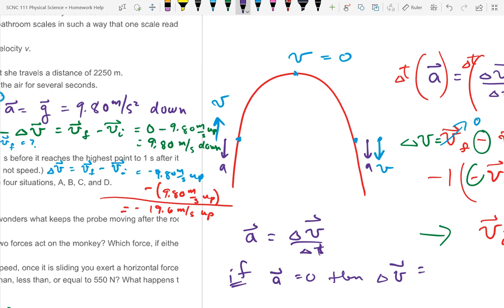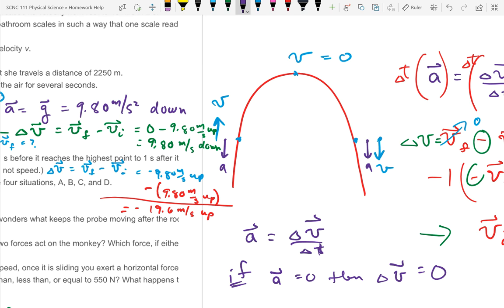If A is zero, if the left side of this equation is zero, then what is the right side of the equation going to have to equal? Zero. And so what does that tell you about the change in velocity? It's zero. The only way for the right-hand side to be 0 is either if time is infinite, which we're not going to wait an infinite amount of time to see if it ever moves, or if the change in velocity is 0. So that means if the acceleration is 0, the velocity is going to remain constant.